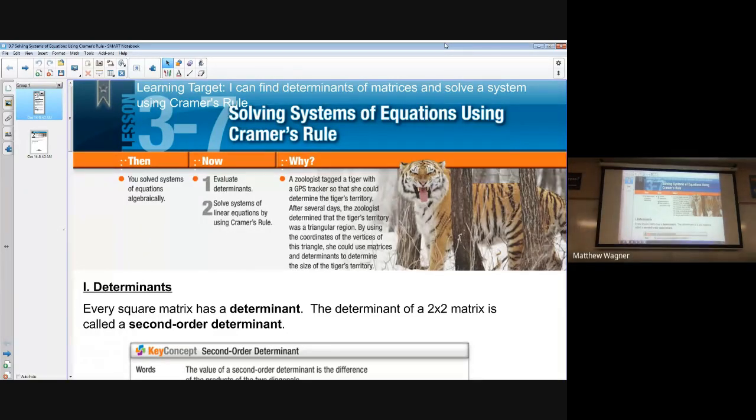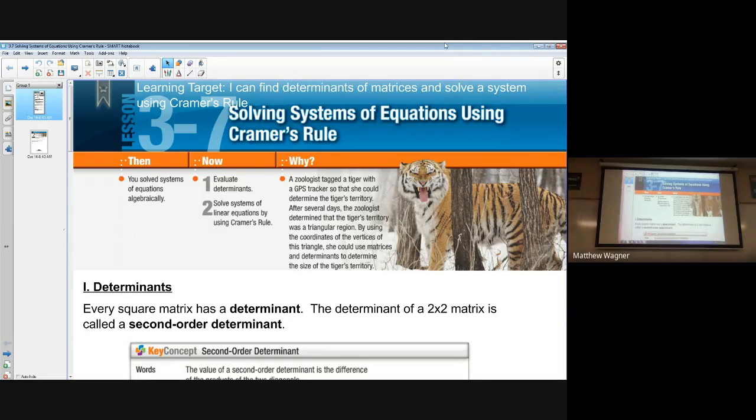All right, today looking at 3.7, solving systems of equations using Cramer's rule. We're actually going to start getting into the meat and potatoes of how to make the process of solving systems much more efficient with matrices.